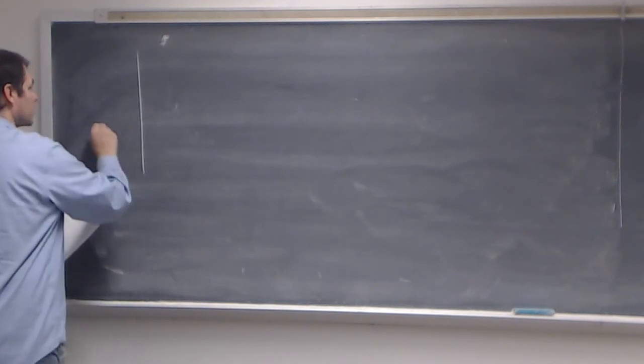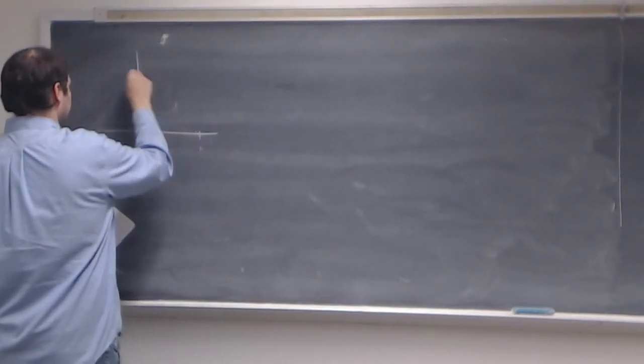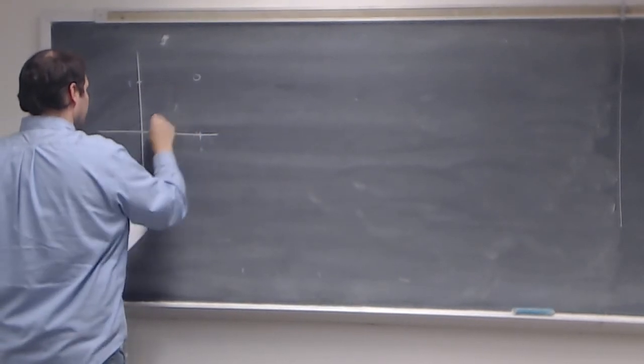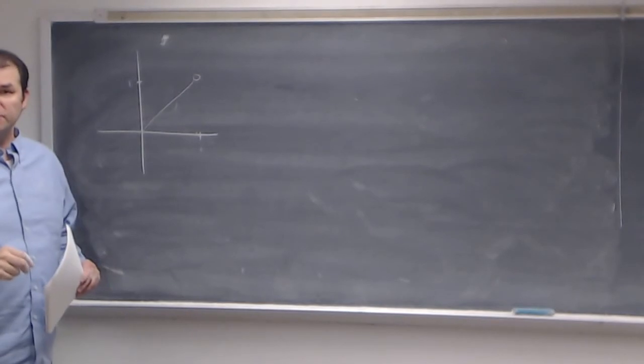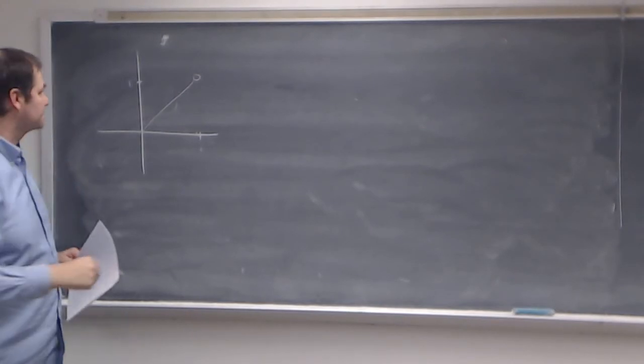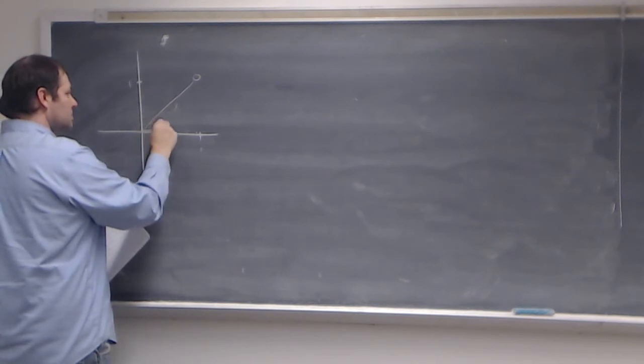So pictorially, here's what it looks like. If this is 1, and this is 1. This is f sub 1. It's a straight line. It's x raised to the first power. y equals x. That's f sub 1. f sub 2 is x squared. It looks like this.